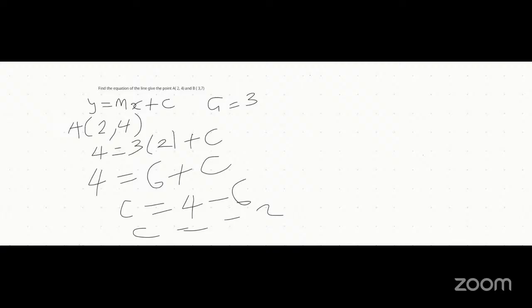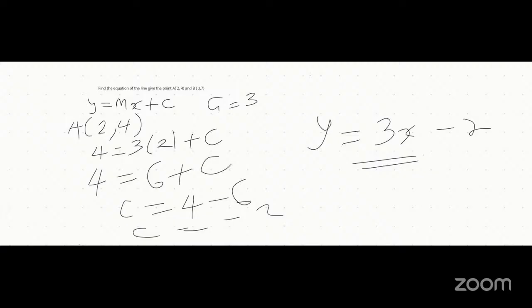So we have that y will be equal to our gradient, which is 3x, minus 2. Y is equal to 3x minus 2. So this is the equation of the straight line for the coordinates given to us. Y is equal to 3x minus 2. Do you understand what I just did here, Monique? Are you sure? Okay.